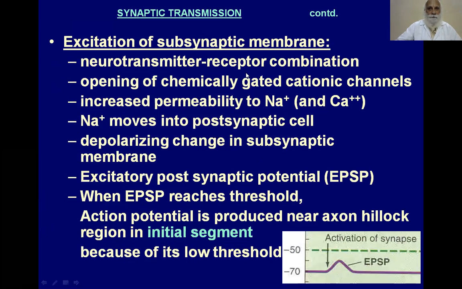Excitation of the subsynaptic membrane: once the ionic channels open, there is increased permeability to sodium ions, and also possibly calcium ions. Sodium moves into the postsynaptic cell and depolarization occurs. This depolarization is the excitatory postsynaptic potential, and when it reaches the threshold at the initial segment of the postsynaptic neuron, you get an action potential. Why? Because of the low threshold of that area, about 10 to 15 millivolts.